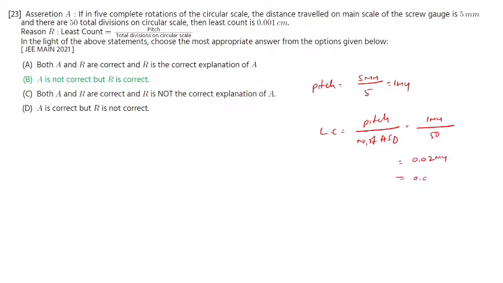In centimeter it will be 0.002 centimeter, but see here they given the least count as 0.001, but according to the given data the least count should be 0.002. That is, the assertion is not correct. But if you see the formula for the least count, pitch divided by total number of divisions on circular scale, it is correct. So the reason is correct but the assertion is wrong.